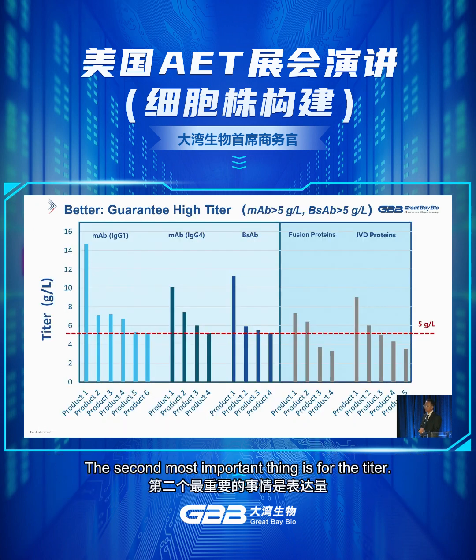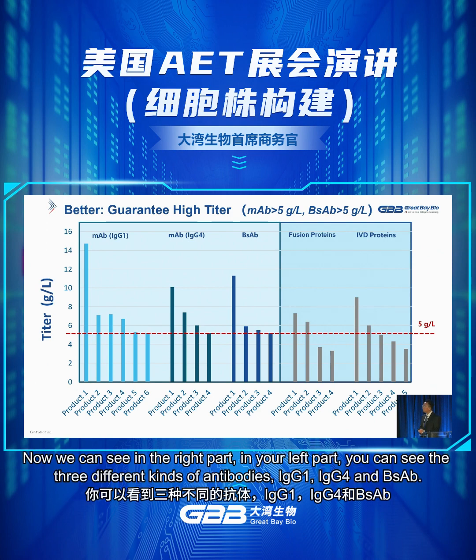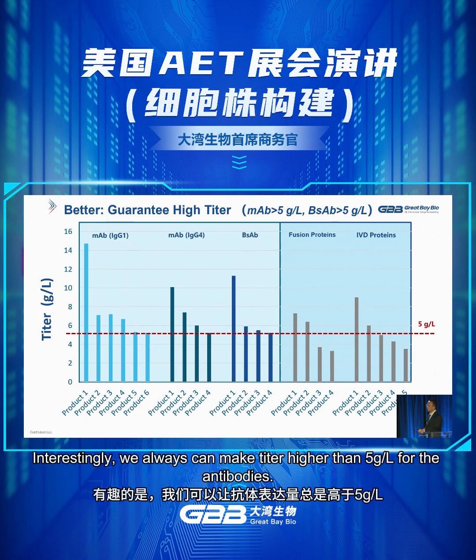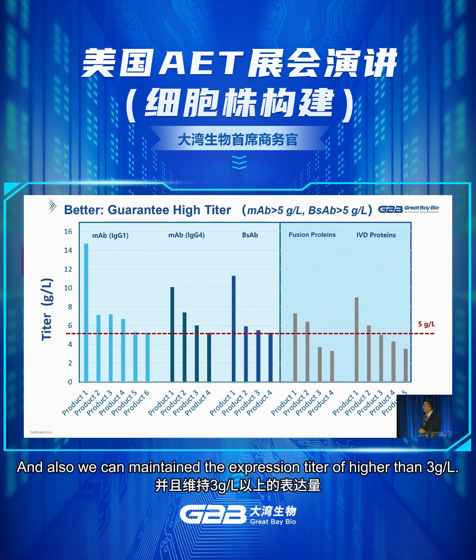And the second most important thing is the titer. Now we can see in the right part, in your left part, 3 different kinds of antibodies: IgG1, IgG4, and BSAB. Interestingly, we can always make a titer higher than 5 grams per liter for the antibodies. We have also tested some fusion proteins and IVD proteins, meaning antigens and some antibodies from different animal species, and we can maintain an expression titer of higher than 3 grams per liter.